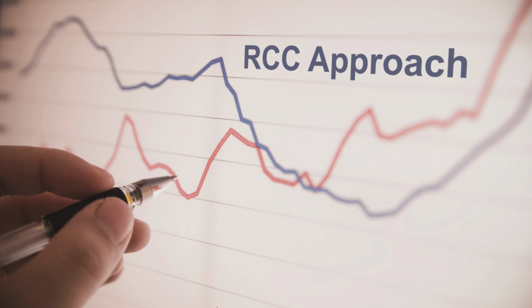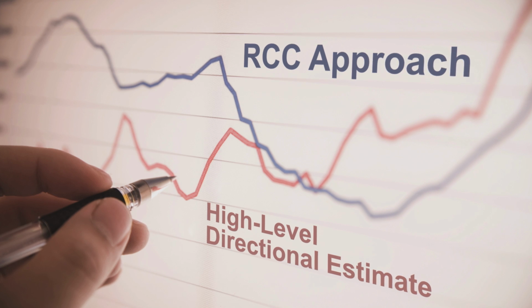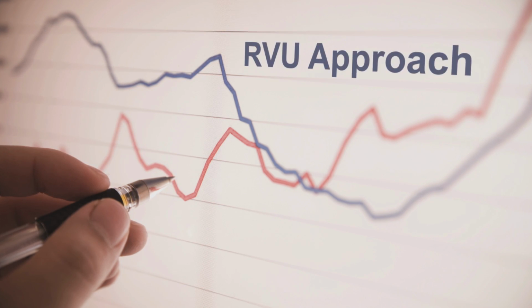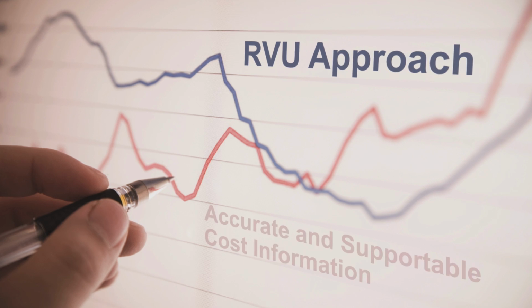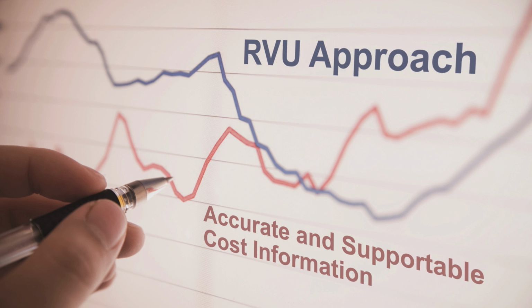The RCC approach gives you a very high-level directional estimate. However, when you drill down into the details, the accuracy quickly falls apart. Our activity-based RVU approach provides accurate and supportable cost information, which one can confidently use to make decisions.